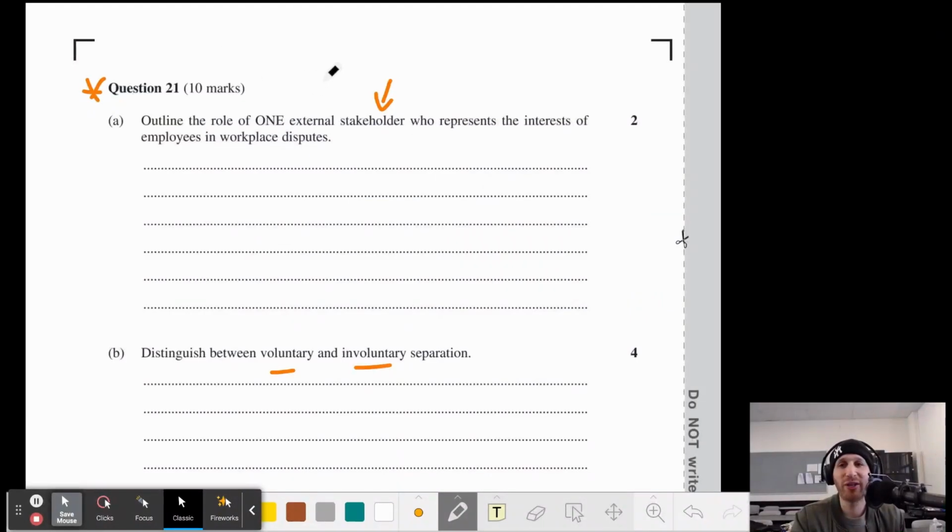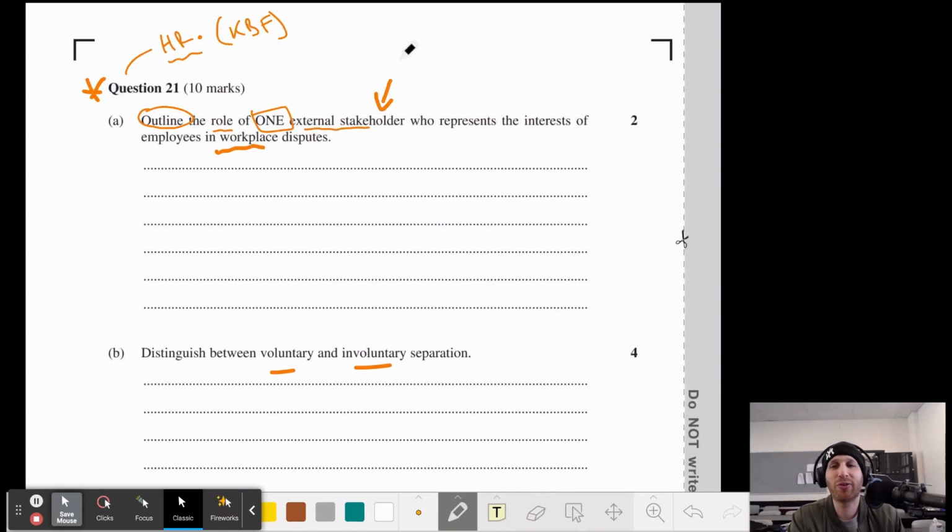When I'm looking down at this, I can see external stakeholder, I see workplace, I can see voluntary, involuntary separation. That is telling me that this question relates to HR. So that's very helpful because I can focus my attention and efforts just on that key business function. First question here says outline the role of one external stakeholder.